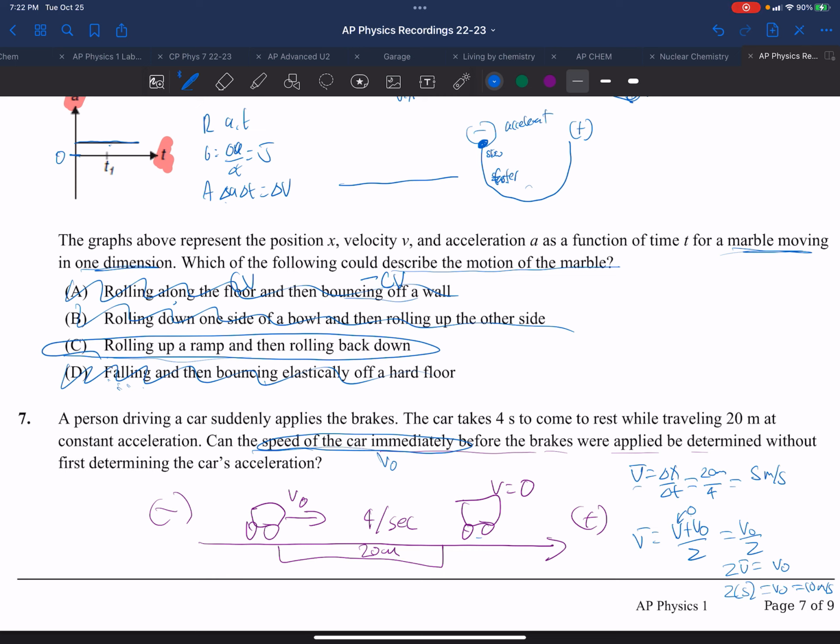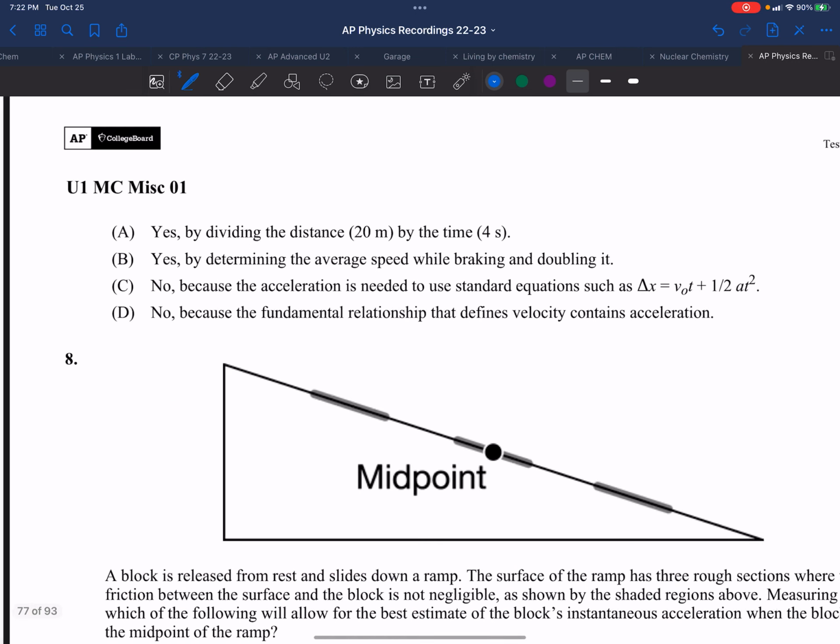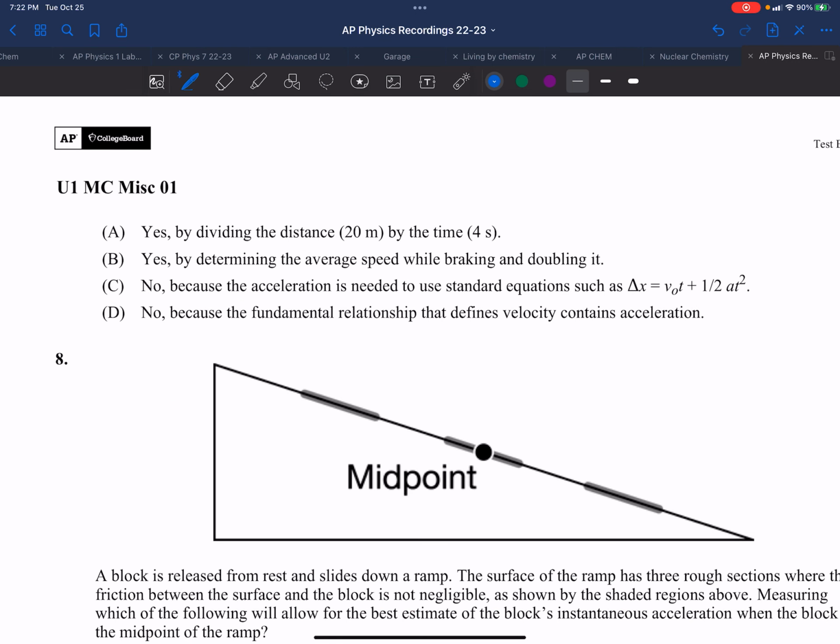Can the speed immediately before? Well, the answer is yes, and we can tell you it's 10. So, is the acceleration needed? No, we don't need the acceleration. We don't even need to use that equation. Fundamental relationship defines velocity contains acceleration. Well, that's false. Yes, by dividing the distance 20 by 4, that's false, because that will give us the average velocity, not the initial velocity. Yes, by determining the average speed while braking and doubling it, and that's exactly what we did. Choice B.